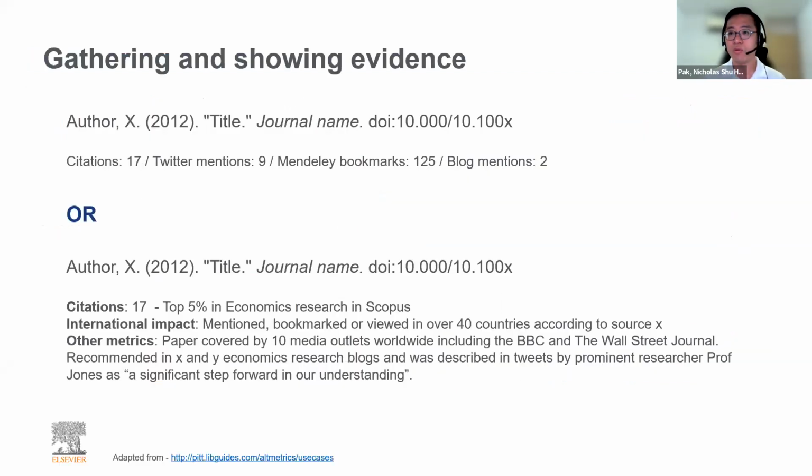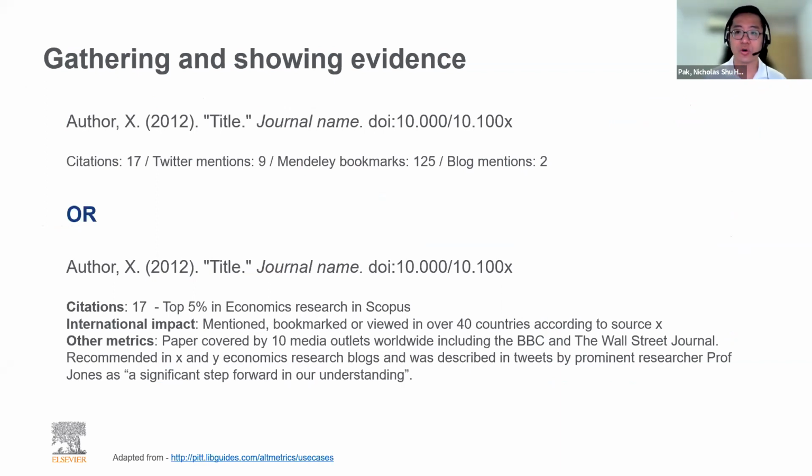So one thing which I think is really powerful is how you're able to leverage this to showcase the evidence. Most of the time you probably want to put in, I'm an author. This is my, from 2012, this is my title and my journal name. I have 17 citations, 9 mentions on Twitter, 125 Mendeley bookmarks or 2 blog mentions.